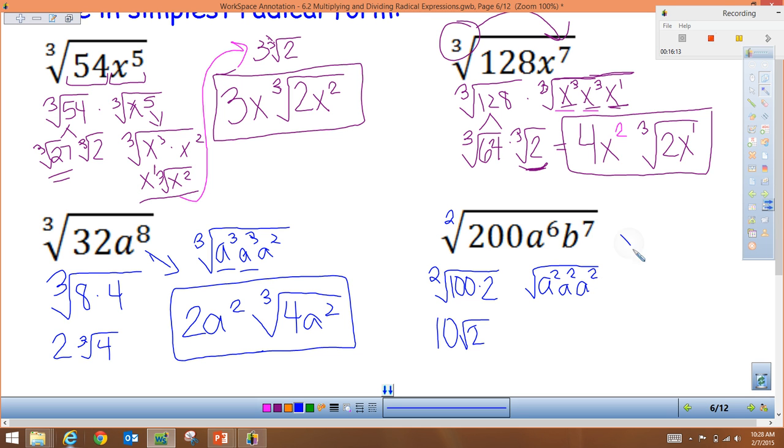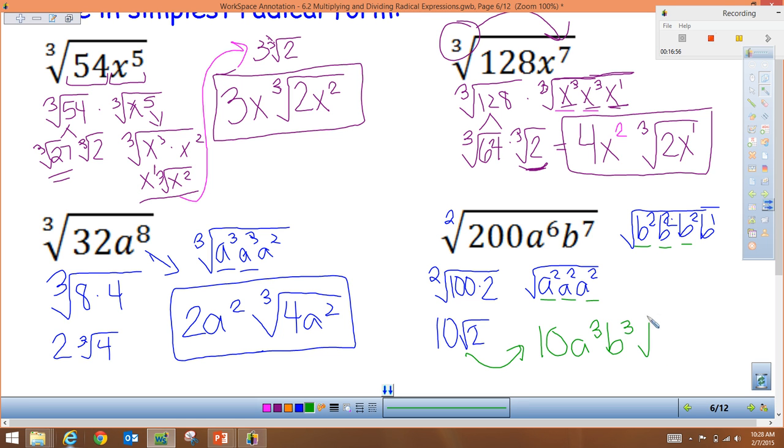Similarly with the b, we have the square root. How many groups of 2 can we make out of 7? Well, hopefully 3. 2, 4, 6. And 1 left over, b to the 1st. All right. So, on the outside of our radical, we have 10. How many groups of 2 can we make out of a? That's 3 groups, no leftovers. How many groups of 2 can we make out of b? Well, that's 3 groups as well, b squareds, with 1 left over.